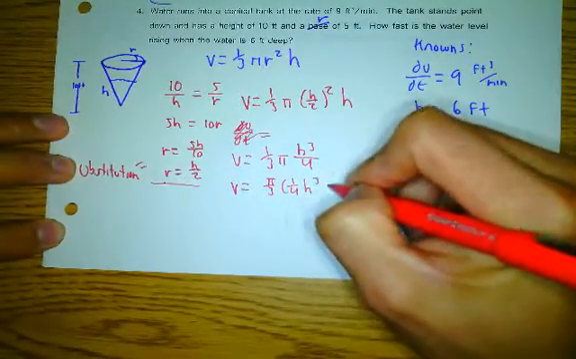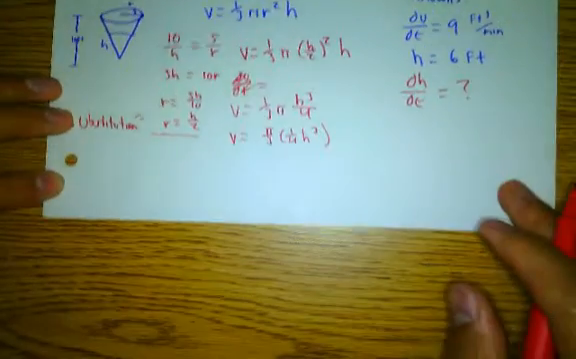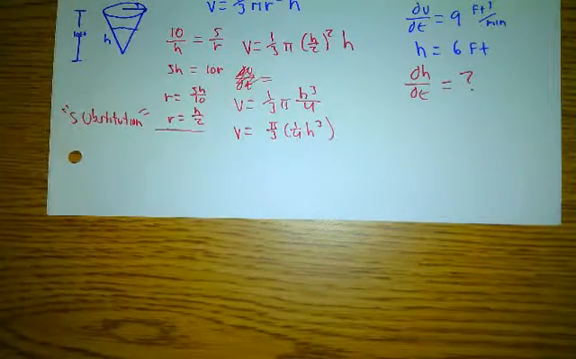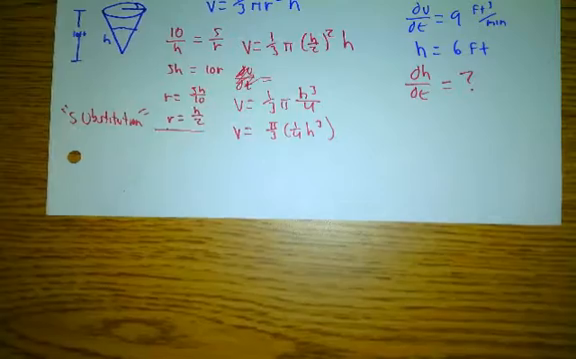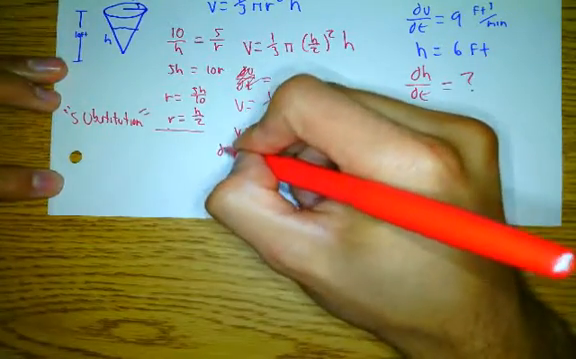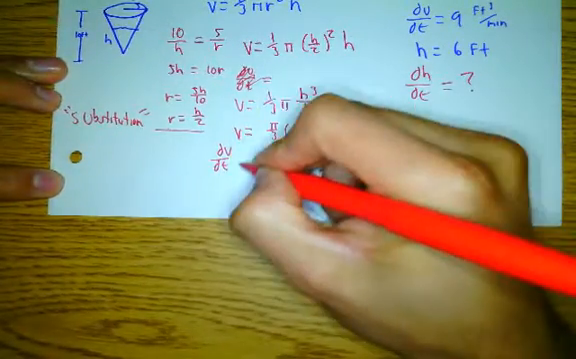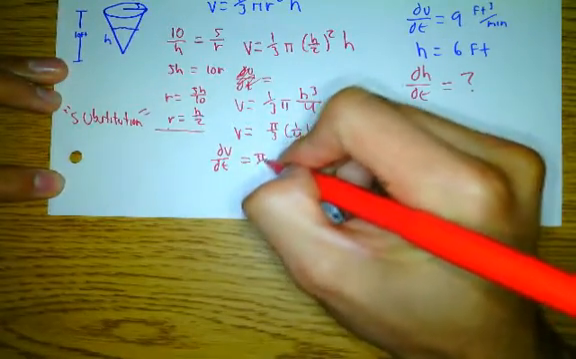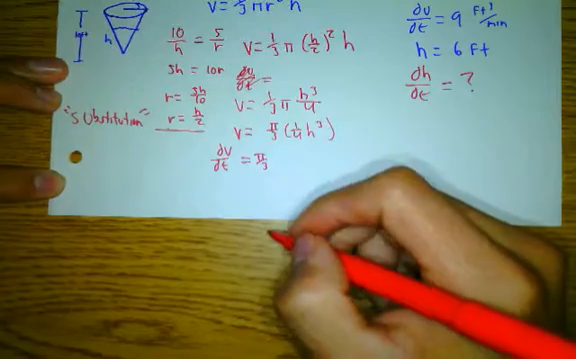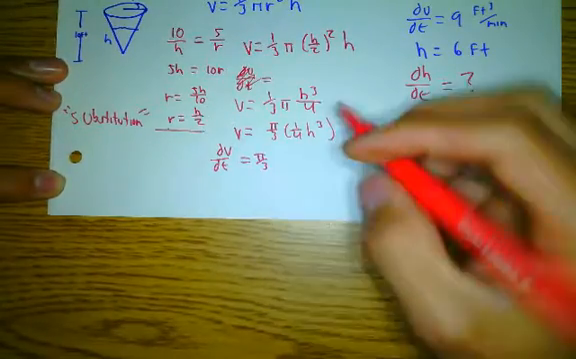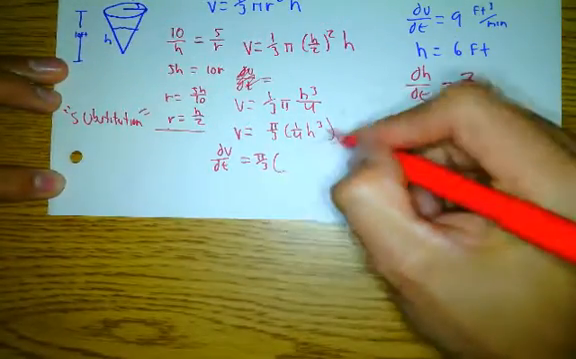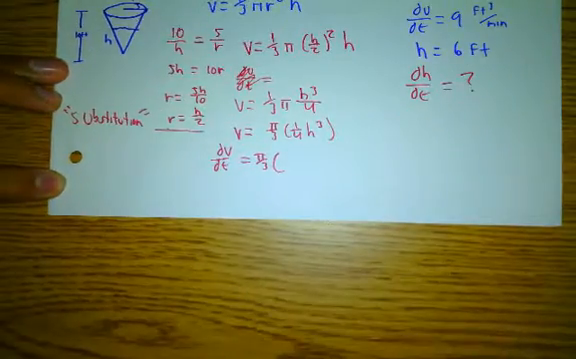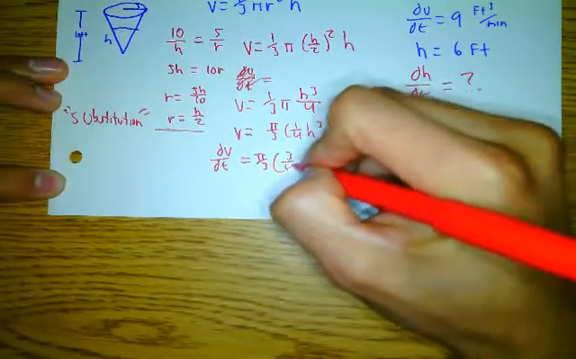Now, can we differentiate at this point? dV/dt equals pi over 3 is not going to go anywhere, right? You guys agree? Pi over 3, I'm sorry. So 3 times 1/4 is 3/4 h squared dh/dt. Agreed?